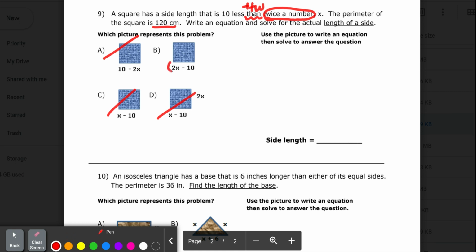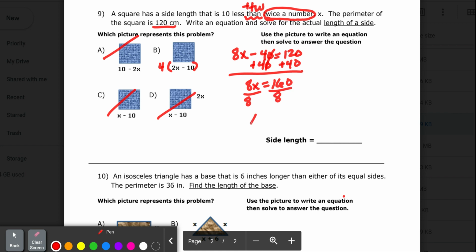So we're going to multiply this side by 4, because remember, it is a square, and we're finding the perimeter. So 4 times 2x is 8x. 4 times negative 10 is minus 40. And we're going to set that equal to 120. It's a two-step equation. We add 40 to both sides. So 8x is going to be equal to 160. Then we divide both sides by 8. And x is equal to 20.